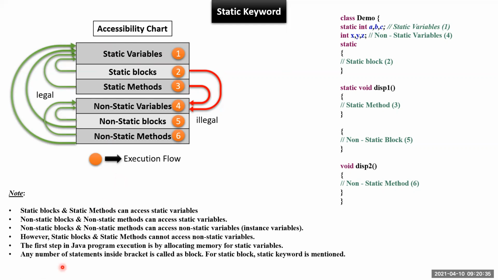And what is a block? Any number of statements inside a bracket is called a block. For a static block, the static keyword is mentioned. Whatever I have taught in this slide, I have already written as a note so that you need not go through the diagrams while revising. You can read it and remember it. If you have any doubt, please do ask. If not, please quickly take a screenshot of this one.